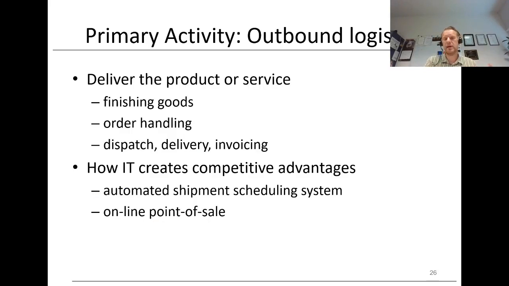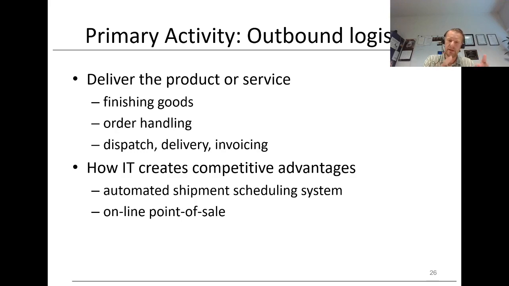Outbound logistics relate to delivering the product or service, right? Relate to finishing the goods, the order handling, and making sure that the product or service reaches its destination. So this relates to dispatch, delivery and invoicing. And what's also very important, if you talk about outbound logistics, is reverse logistics.